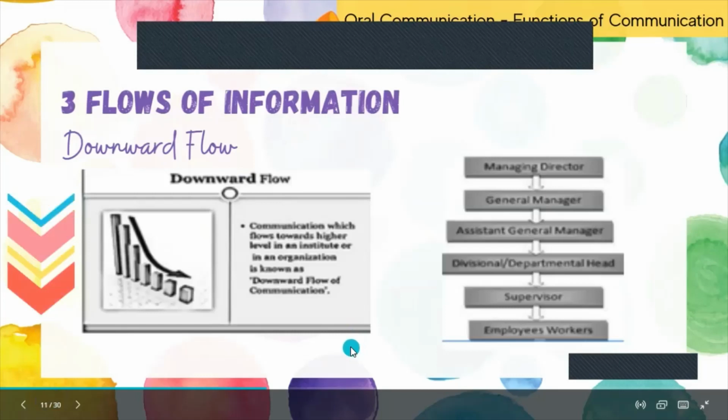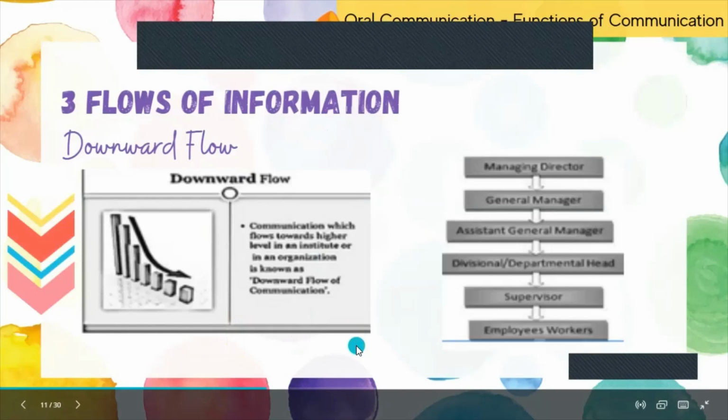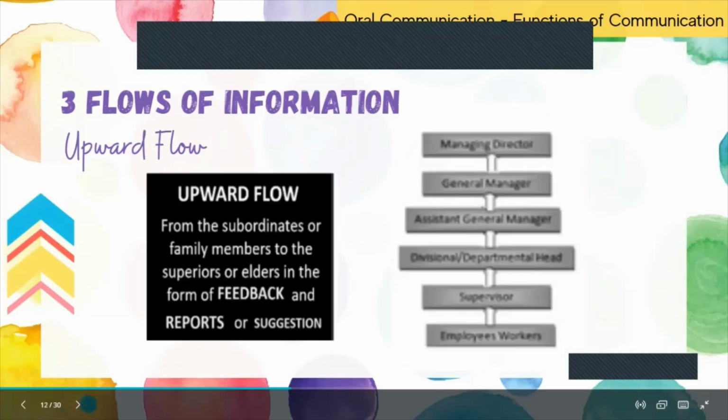First is the downward flow of information. This is where the information comes from the top position. An example is the manager, then moving forward to the general manager, to the assistant general manager, to the head of the departments, then to the supervisors, then to the employees or workers. This is an example of a downward flow of communication.